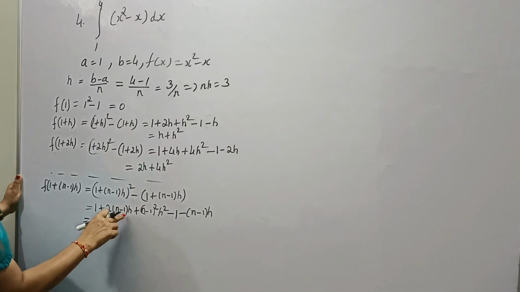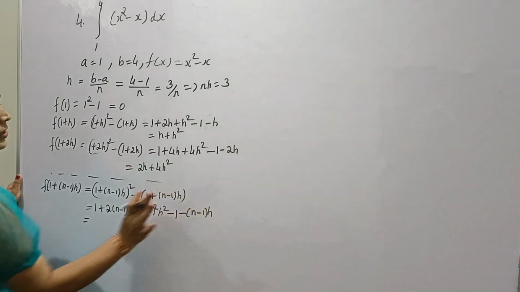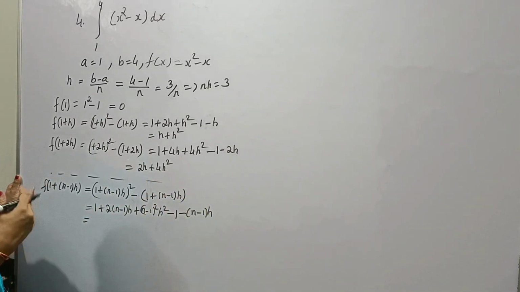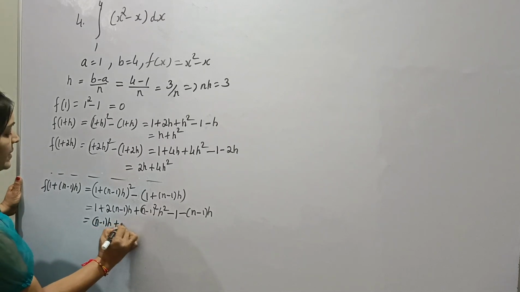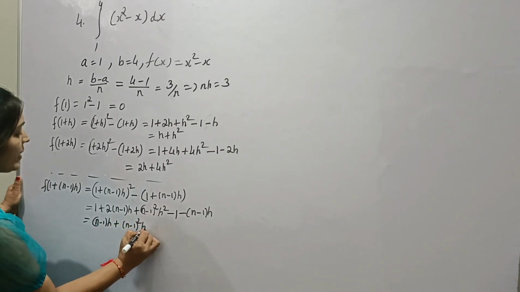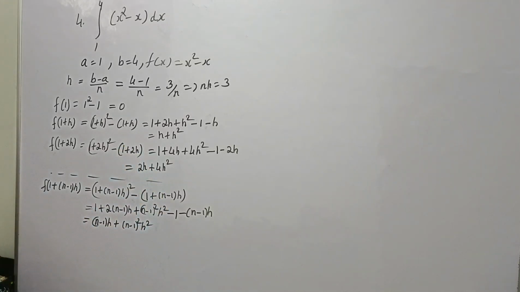Then 2 into n minus 1 into h minus n minus 1 into h, that will be n minus 1 into h, right? n minus 1 into h plus n minus 1 whole square h square. Okay. Now let's find the integral.